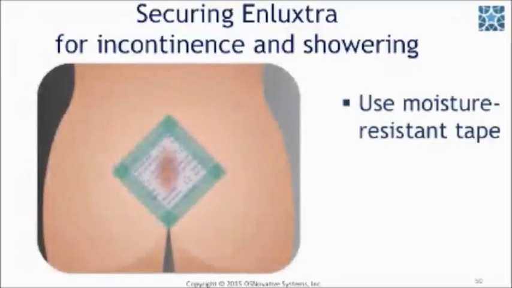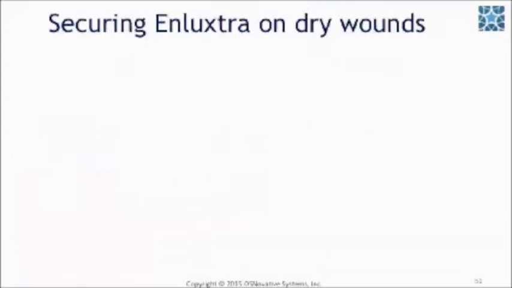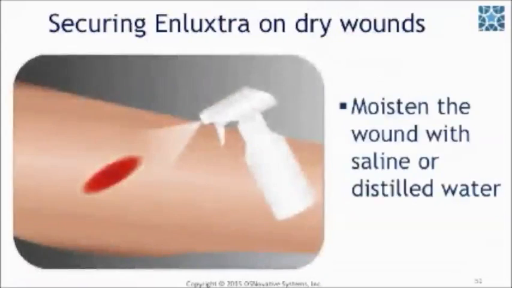Securing Enluxtra for incontinence and showering is also very simple and fast. Use a moisture-resistant adhesive tape along dressing edges. Do not use paper or cotton-based tape. Alternatively, you may use a transparent film dressing such as Tegaderm, Opsite, or similar. The film must completely cover Enluxtra and extend beyond the edges for at least 1 inch. If the wound is dry, before applying Enluxtra, moisten it with saline or distilled water.